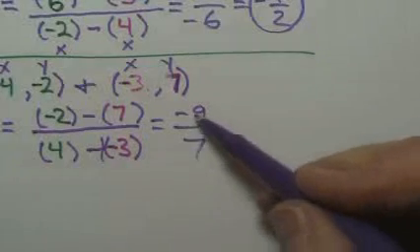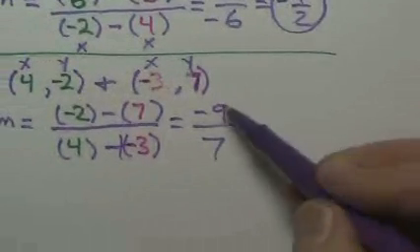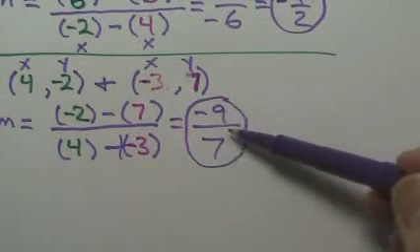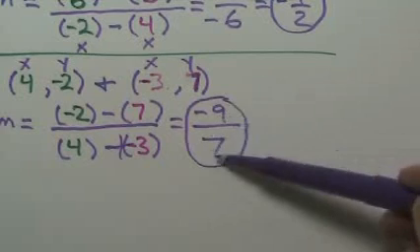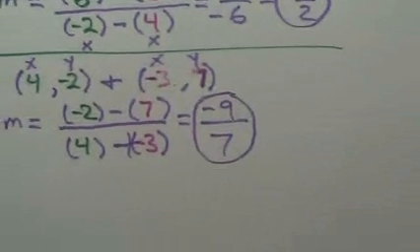So that looks like it. That's our slope right there, -9 over 7. It cannot be reduced anymore. And please remember, do not make it a mixed number. Leave it an improper fraction, but make it a reduced improper fraction.